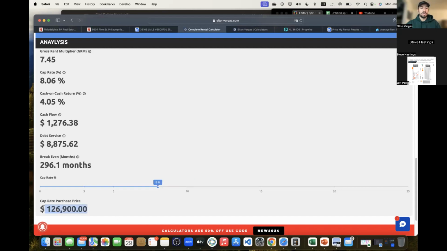Again, it'll be that $126,900, because at least I'm able to cash flow at least $200 on the investment for this specific property. So higher cap rate, safer to play with. And again, at least it cash flows something.